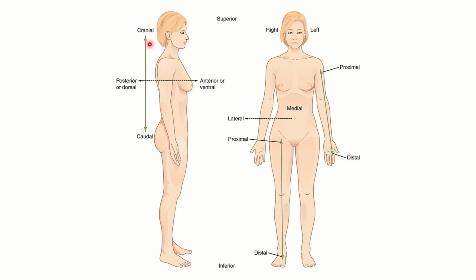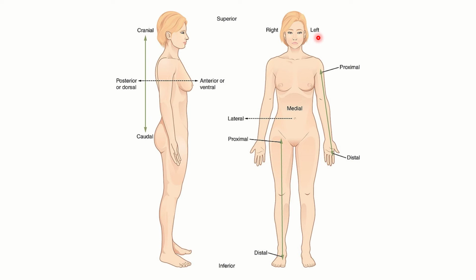Cranial also means above. There's another name, it means toward the cranium or toward the head. Caudal means below, or toward the tail, or toward below, so there are different names for it. Anterior is the front, also called ventral. Posterior is the back, also called dorsal.